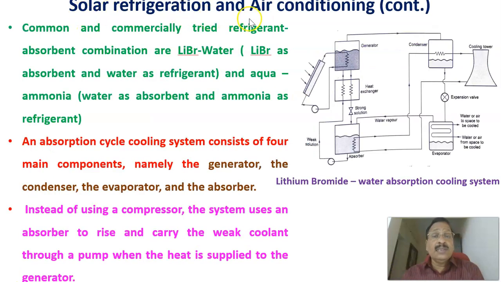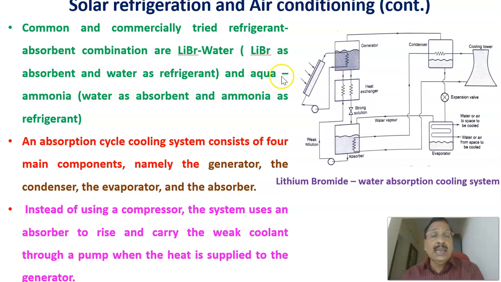Continuing the solar refrigeration and air conditioning, the commonly and commercially tried refrigerant absorbent combinations are: 1. Lithium bromide water, in which lithium bromide is used as an absorbent and water is used as a refrigerant. Here lithium bromide is used as an absorbent and water as a refrigerant. This is a commonly and commercially tried refrigerant absorbent combination.